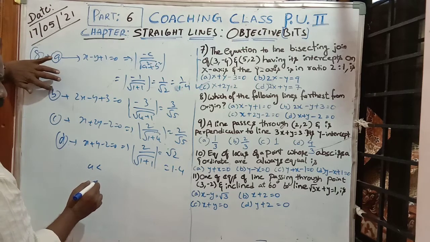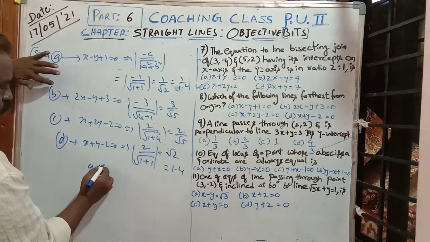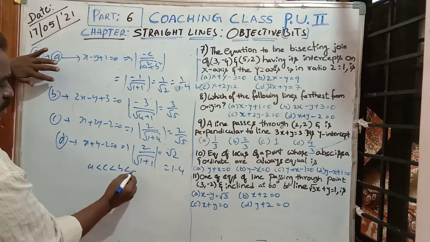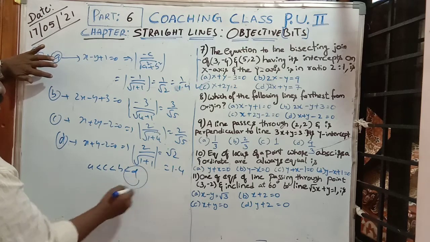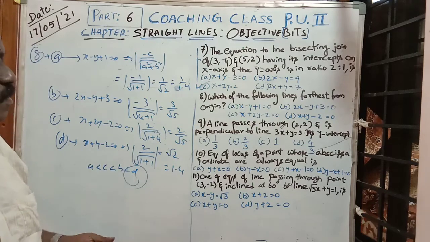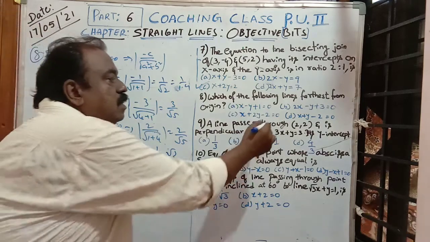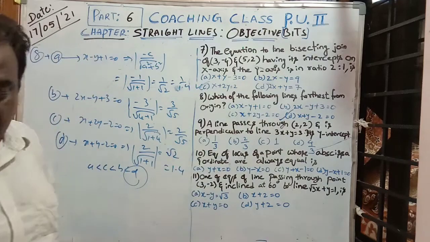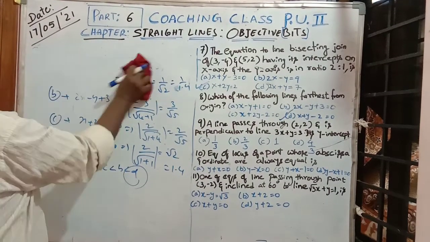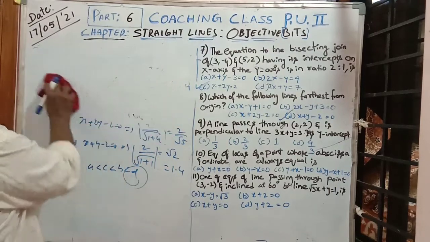Then C is the next least, next is B, and next is D. So D has the farthest distance from the origin, so we take option D. It is all arithmetic. You can easily solve it.